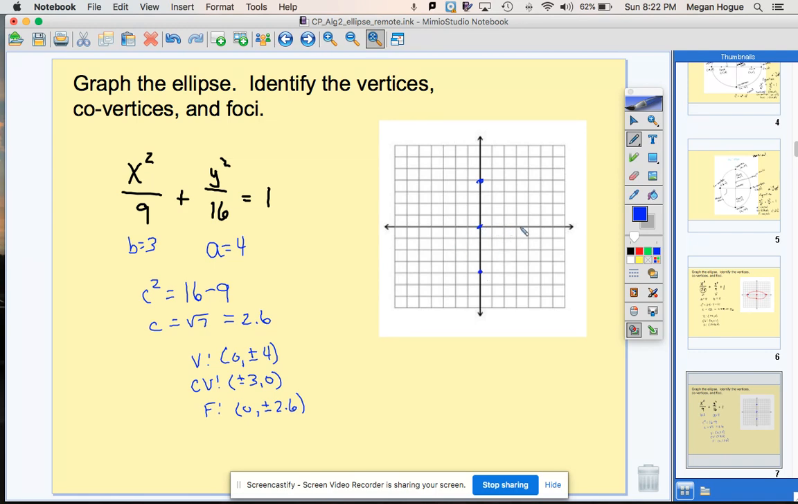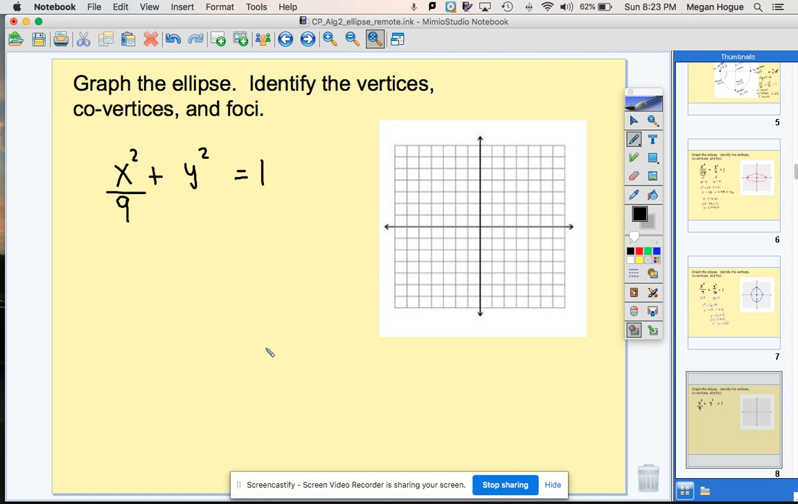And then 3, 0. So this is looking a little bit closer to a circle, but it's not because the a and the b are different numbers. Well, that's a little better, maybe, not great. And then I'll go ahead and I'll put the foci in there. 0, 2.6, 0, negative 2.6. So both within that ellipse. So we're in good shape. All right, this would be a good one maybe to try on your own, see how you do.